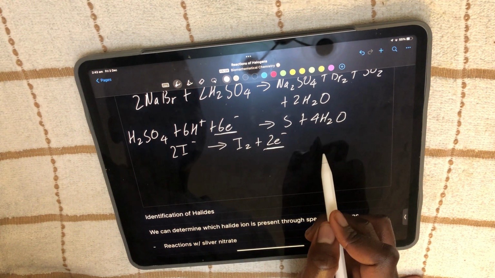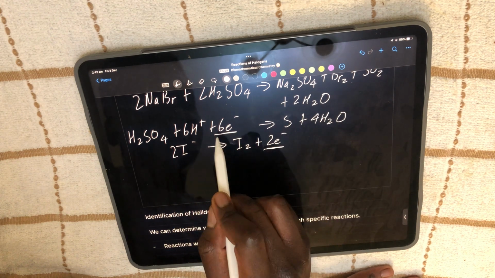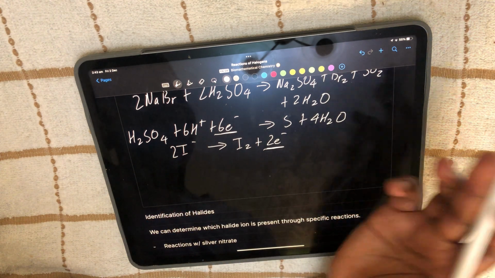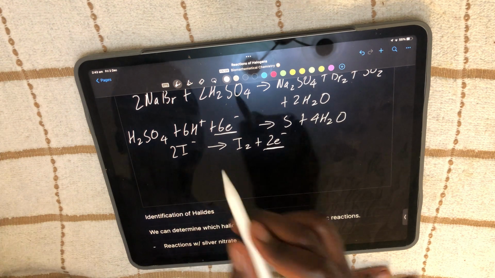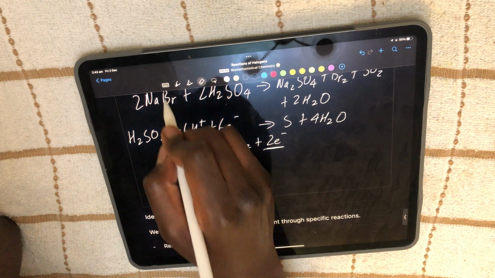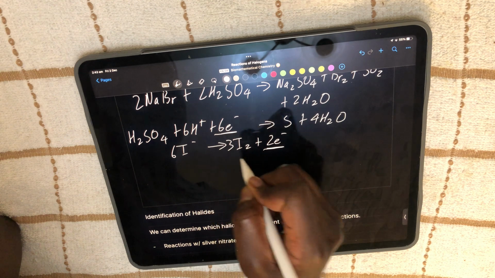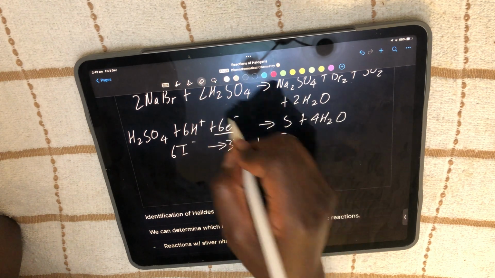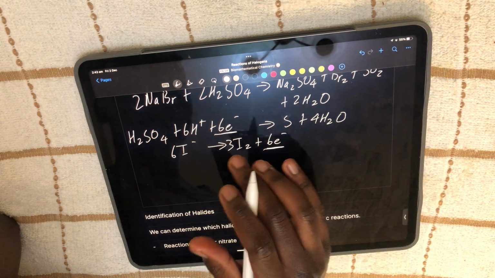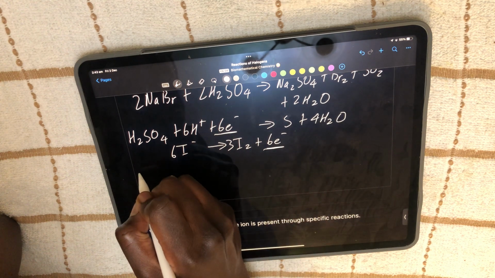So what we're going to do here, we're going to times this one by 3 to get the same number of electrons. Because if I times this by 3, it's easier to get 6, and we have the same number of electrons. I could divide this by 3, but let's not complicate things. Times this by 3, so that'll be 6 I minus, 3 I2, and then having 6 electrons here. And now, obviously, on your exam, just times it separately. I'm just showing because I don't have enough space here, but we now have the same number of electrons.